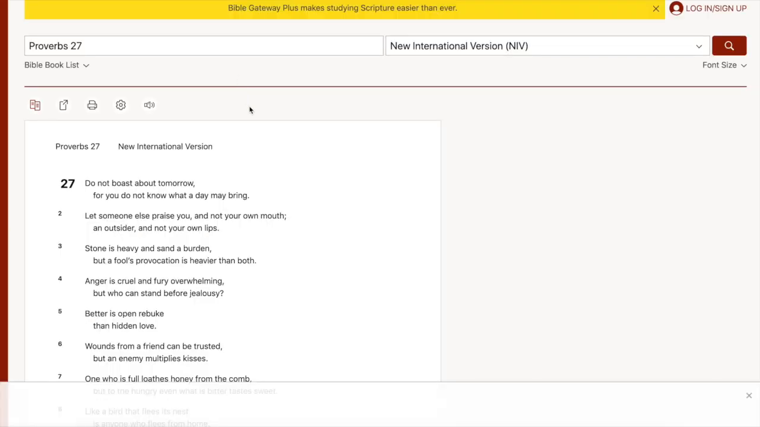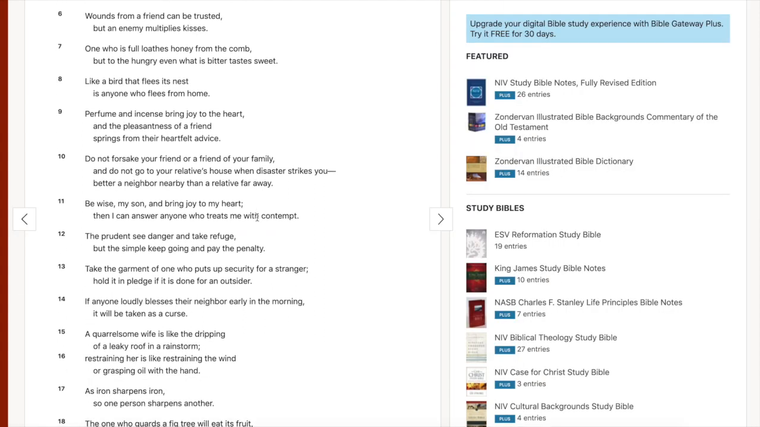Proverbs chapter 27, verse 10. Do not forsake your friend or a family of your friend, and do not go to your relative's house when disaster strikes you. Better a neighbor nearby than a relative far away. Well, guys, two things. First, be nice to your neighbors. Second, make friends. Don't be shy.